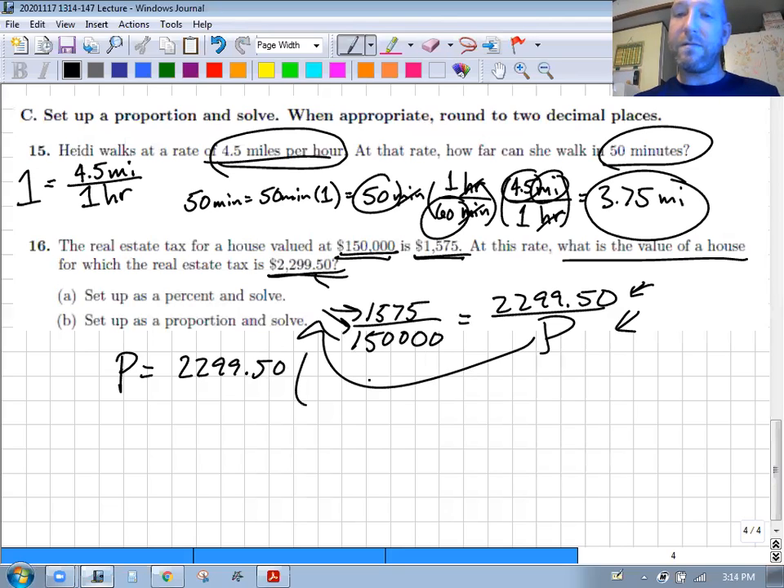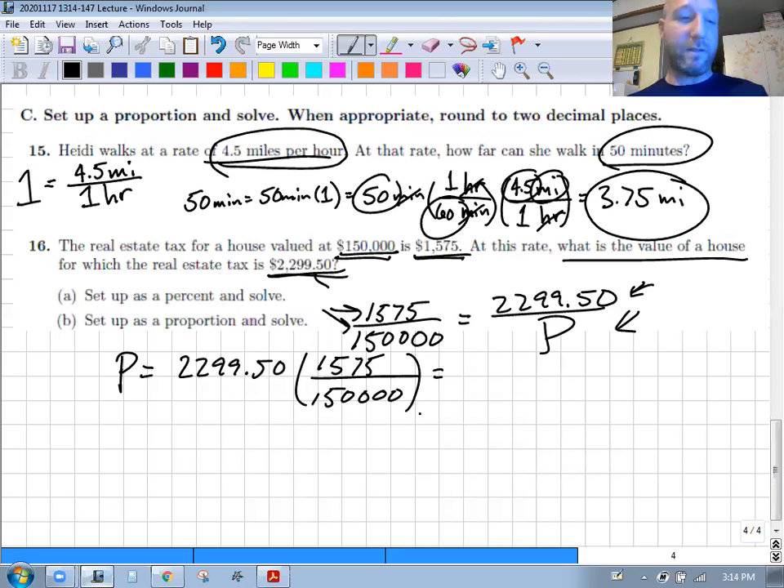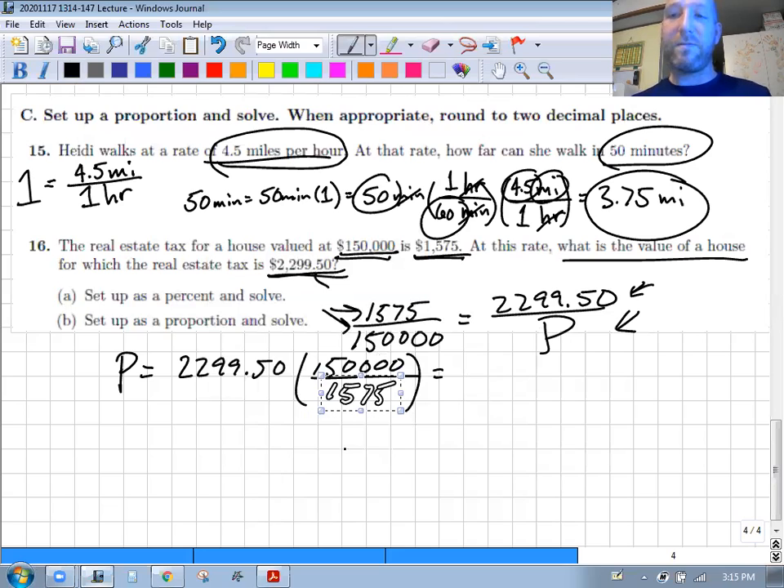2299.50, 1575, 150,000. Which would be 2299.5 times 1575 divided by 150,000. That ain't right. What did I do wrong here? This is upside down. There we go. All right, flip this. Yeah. So 2299.5 times 150,000 divided by 1575.